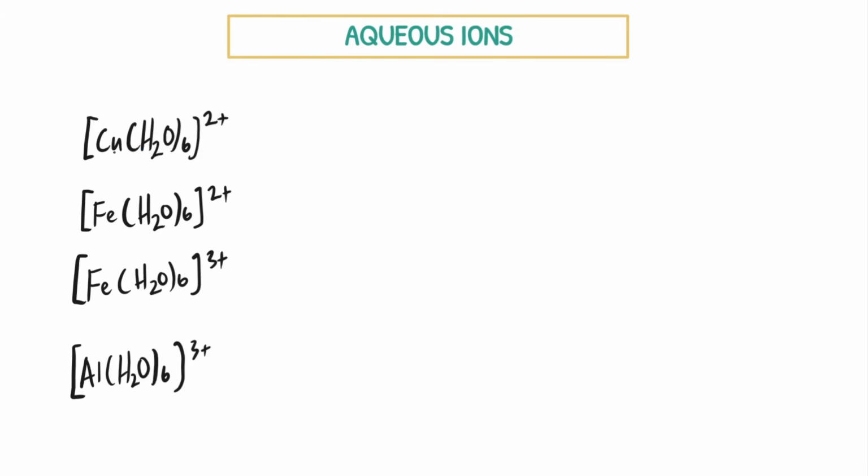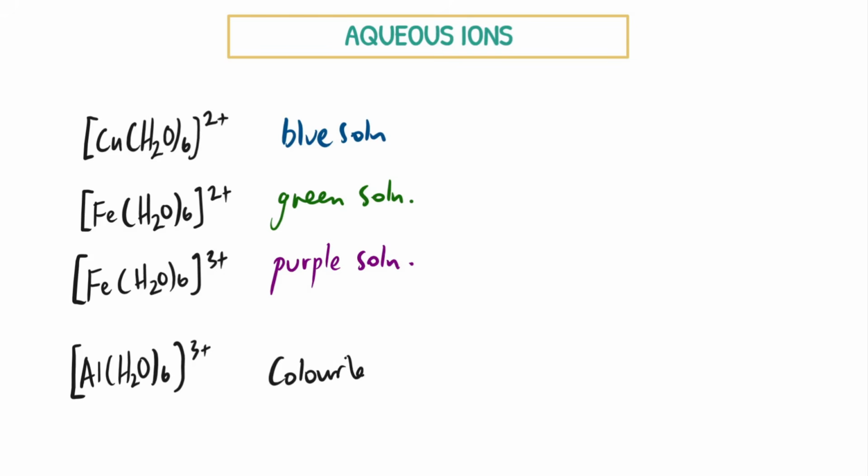What are the starting solution colors? So for copper 2+ right here, this is a blue solution. Okay, what is our iron 2+? This is a green solution. Okay, what is our iron 3+? This is a purple or violet solution. The 4th one here, aluminium 3+, this is a colorless solution. Okay, I'm going to use black here because I don't have a colorless pen color, but hopefully that's all good for you guys. Now we've done the colors, let's look at the equations that occur.